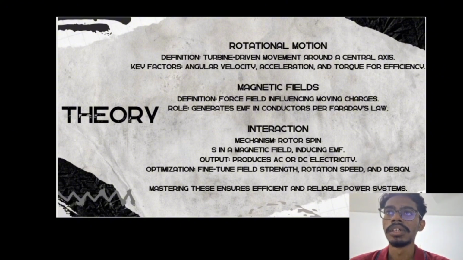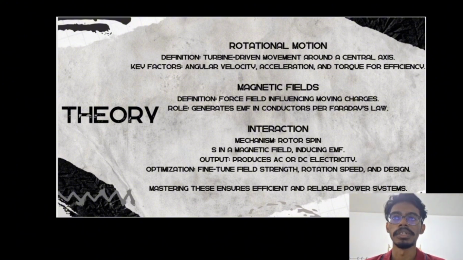So for the theory, rotational motion is movement around a central axis, typically produced by turbines. Key parameters: angular velocity, angular acceleration, and torque, which determine turbine efficiency and output. So for the magnetic field, it is a vector field exerting force on moving electrical charges and magnetic dipoles. Role in power generation: it induces electromotive force in a conductor moving through the field, based on Faraday's law.